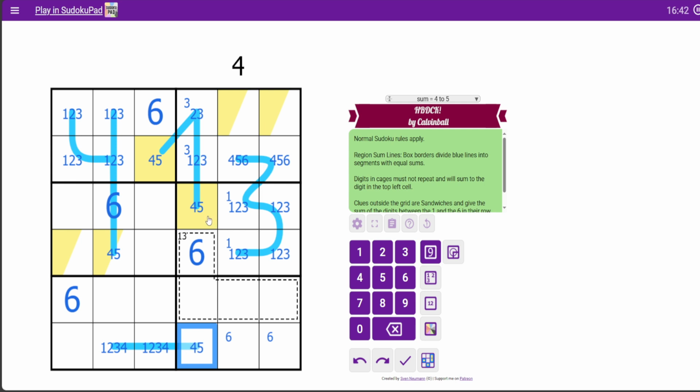Okay, 4, 5, we actually have the 4, 5 pair there. So let's say this is going to be the red 4, 5. This one would be the yellow or red 4, 5. Not sure yet.